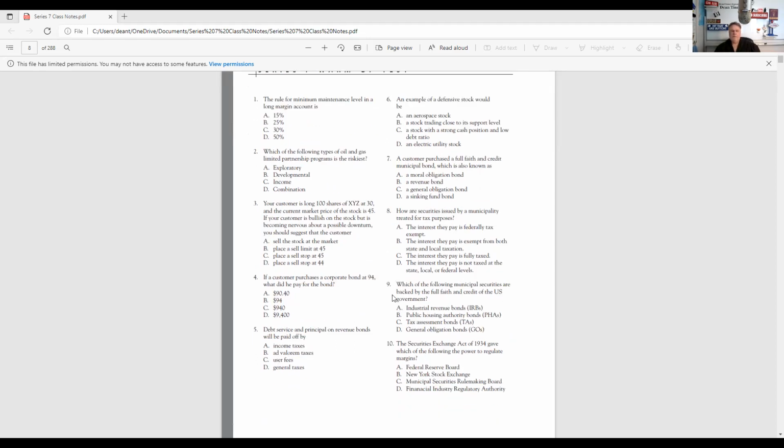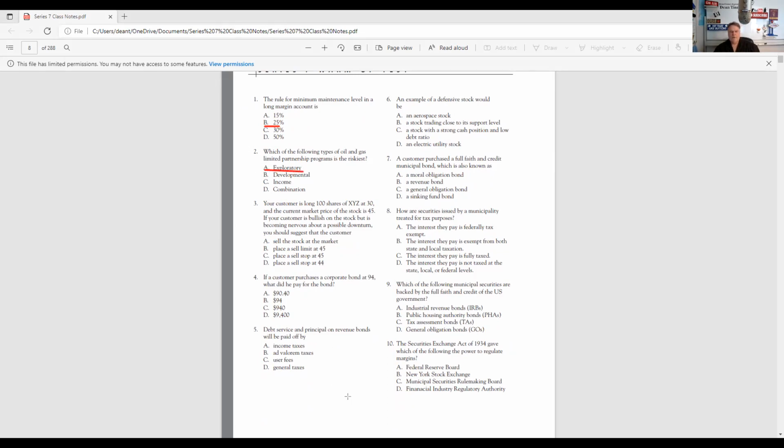Two, which of the following types of oil and gas limited partnership programs is the riskiest? Again, very testable. It's exploratory. You boldly go where no one's gone before. You drill a hole. You either win big or you lose big. The answer to number two is A as in atom. I'll tell you what the answer is, just in case you're shutting them off and trying to do them that way.